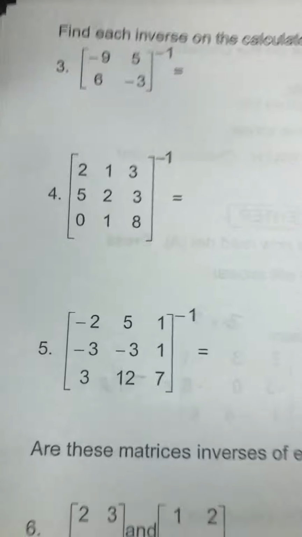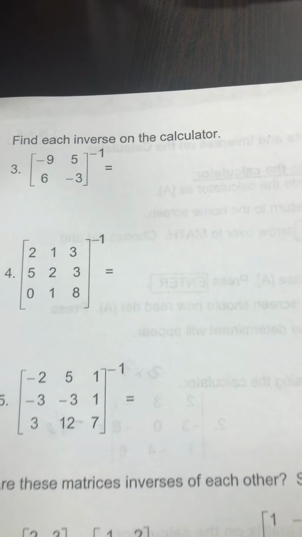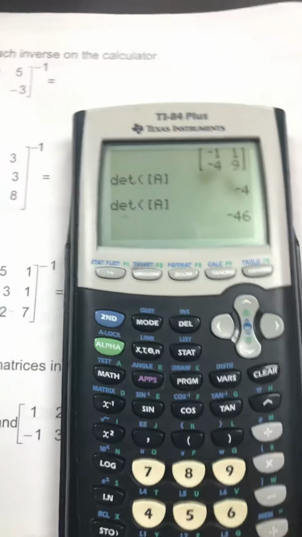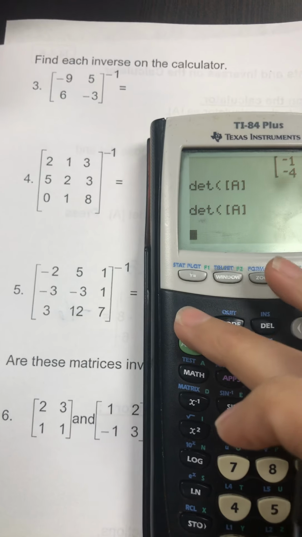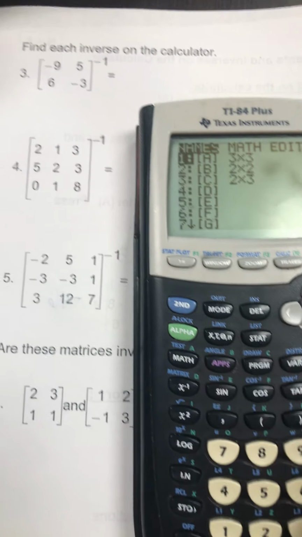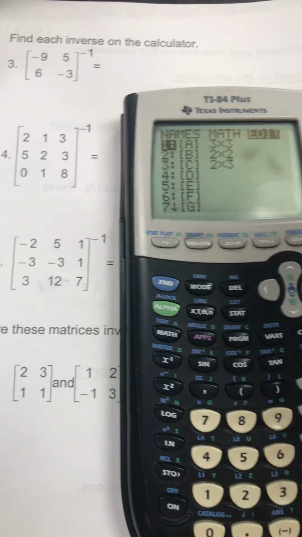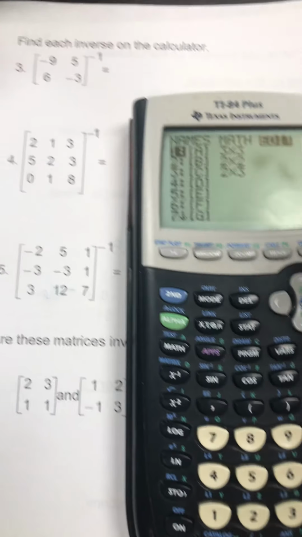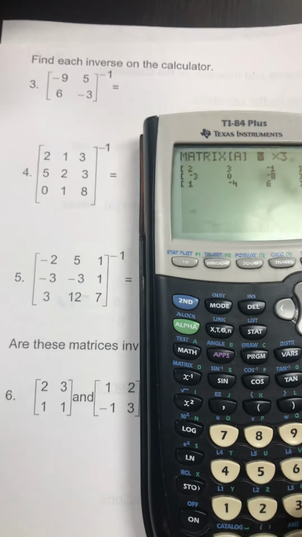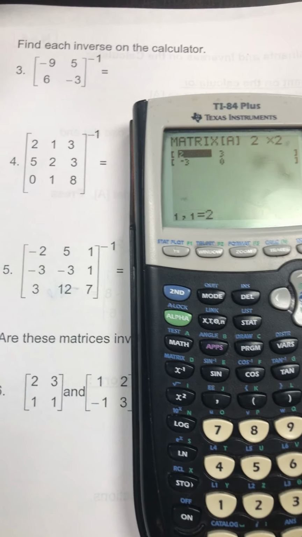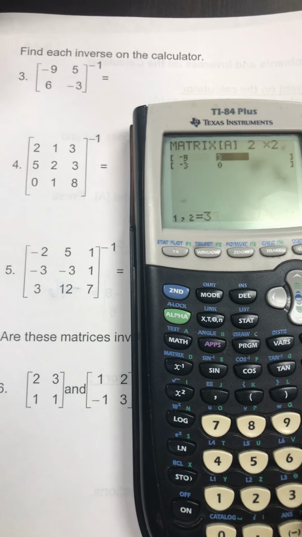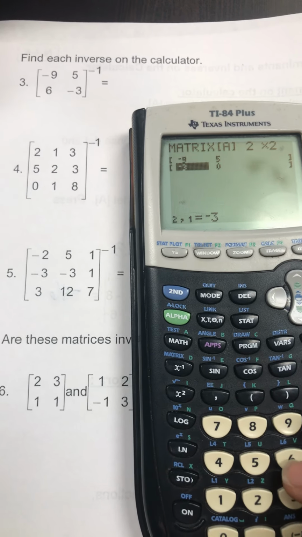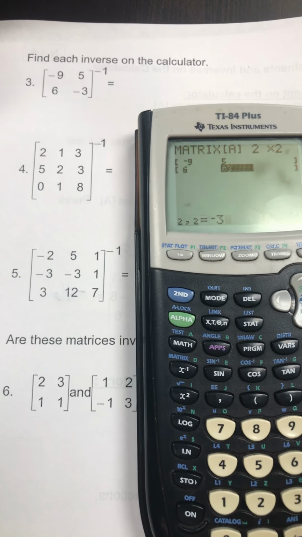All right, so let's see here. Let's do number 3, okay? So you're going to go to second matrix, and you're going to scroll to the right because you have to edit it. First, we have to type this in, okay? So edit. It's a 2 by 2. And the numbers are -9, enter, 5, enter, 6, enter, and -3, enter.